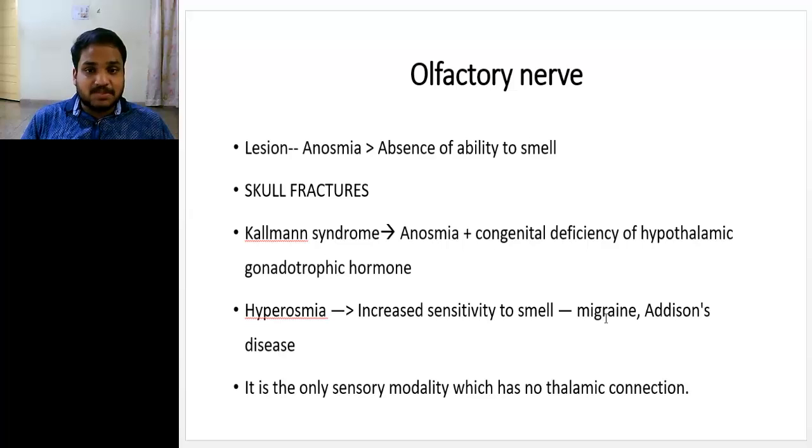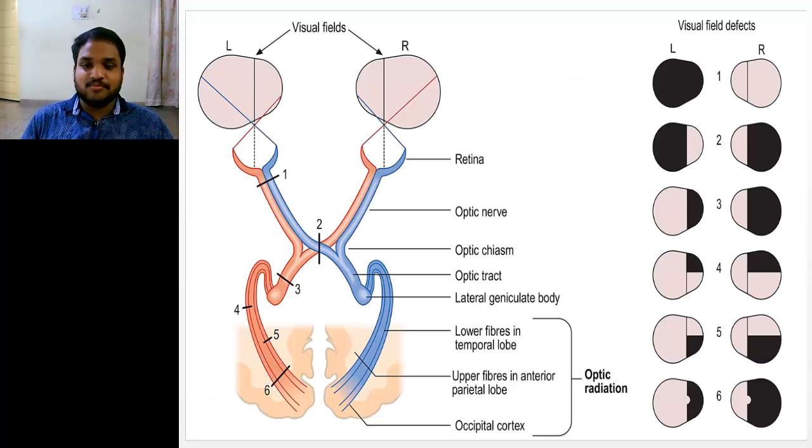And what is something special about the olfactory nerve? It is the only sensory modality which has no thalamic connection, right? Which has no precortical relay in the thalamus. So that is the special thing about the olfactory nerve, right? So that is the first cranial nerve.